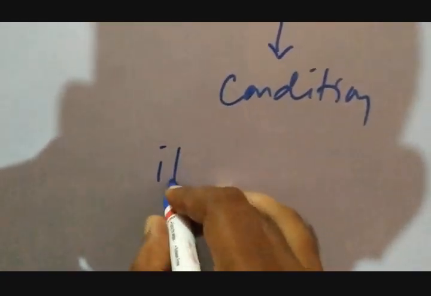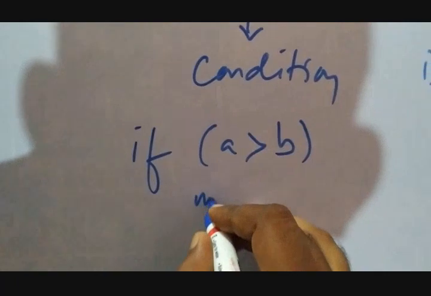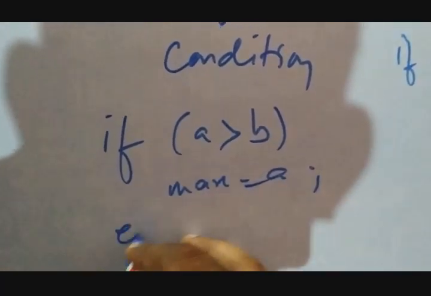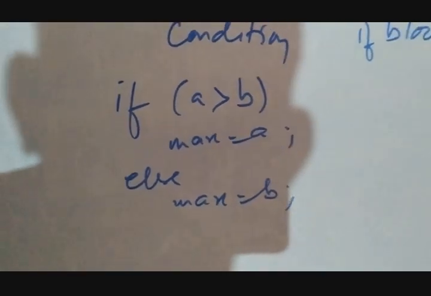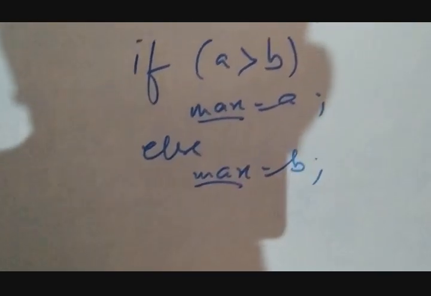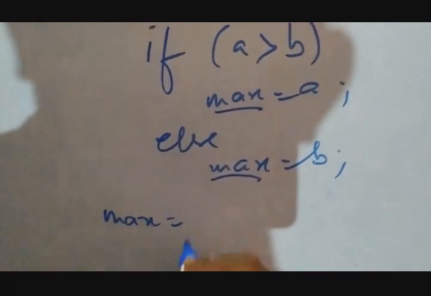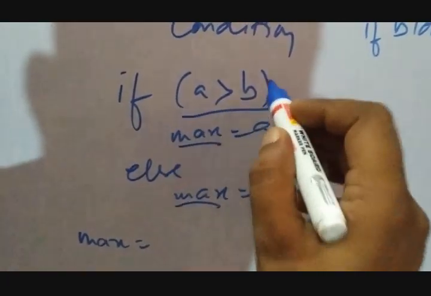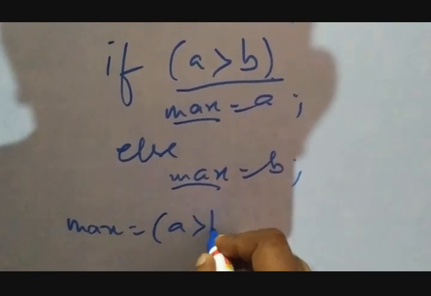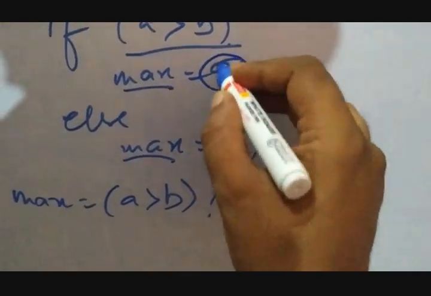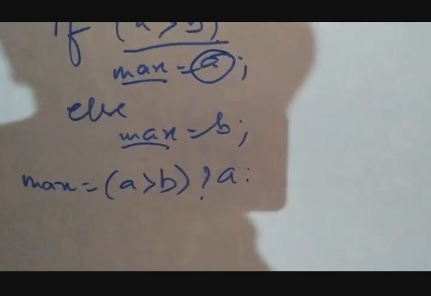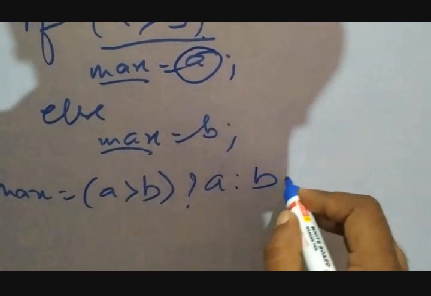Now for example, if A is greater than B, max equals to A, else max equals to B. Now what is the variable here? Max is the variable which is holding a value. So max, as per the syntax, equals to. Now what is the condition? This becomes expression 1: A greater than B, then question mark, because the condition is to be checked. Now what is the if block statement? A is the if block statement. Then the else block statement is B.